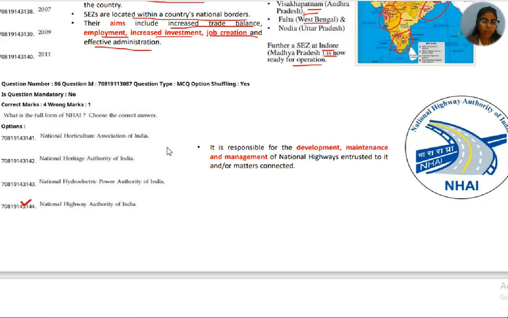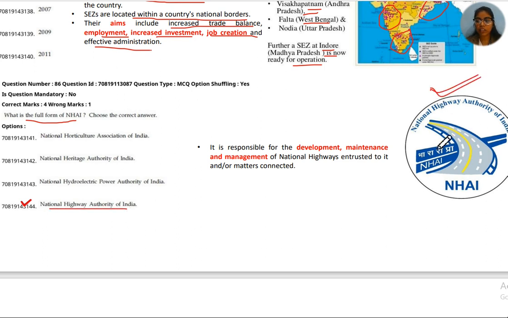Next one is, what is the full form of NHAI? The full form of NHAI is National Highways Authority of India. So this is the logo of the National Highways Authority of India. Please remember the logo with the name also. So it is responsible for the development, maintenance and management of what? Of national highways. Okay. So NHAI is responsible for the development, management and the maintenance of the national highways.